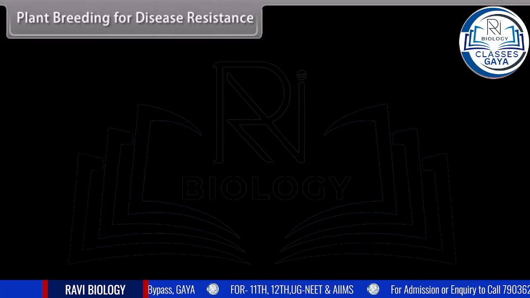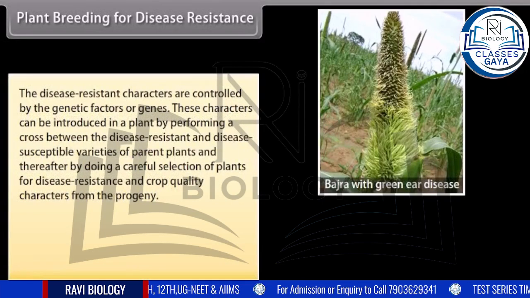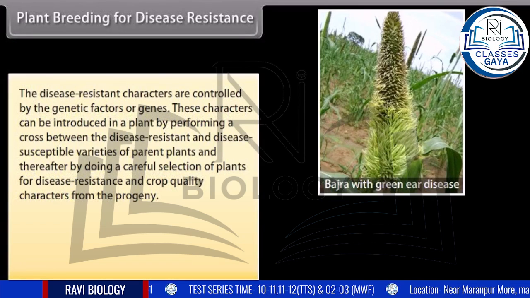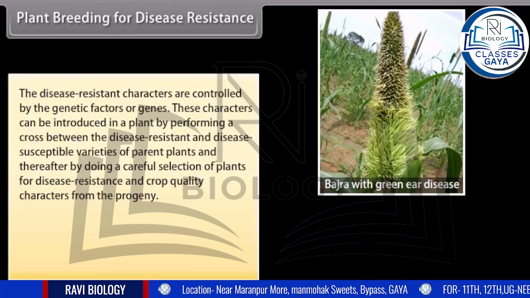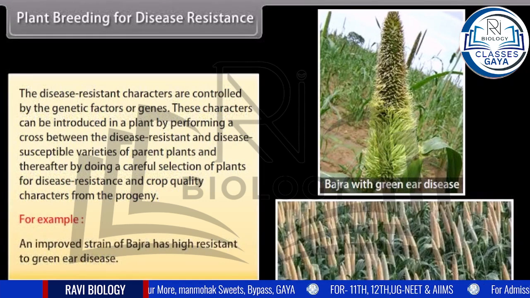Plant breeding for disease resistance. The disease resistance characters are controlled by the genetic factors or genes. These characters can be introduced in a plant by performing a cross between the disease-resistant and disease-susceptible varieties of parent plants and thereafter by doing a careful selection of plants for disease resistance and crop quality characters from the progeny. For example, an improved strain of bajra has high resistance to green ear disease.